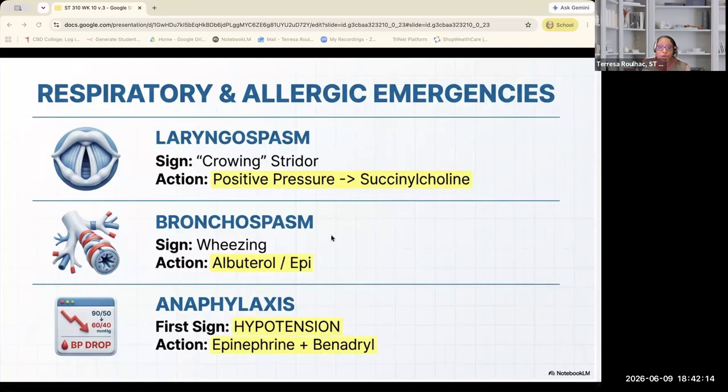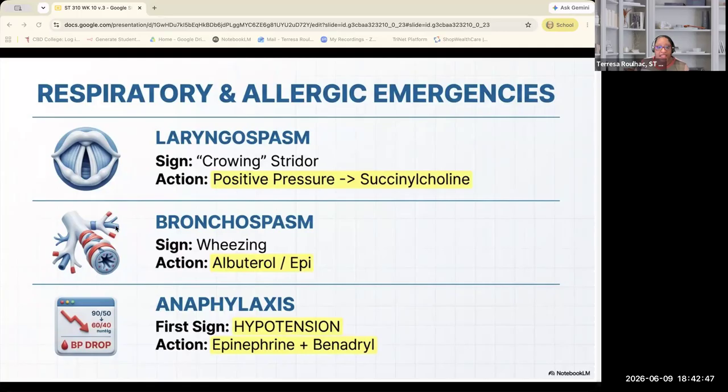First is a laryngospasm. Okay, this happens when the vocal cords suddenly close. Now it's difficult or even impossible to move air through the airway. So the classic sign is what we call stridor, that high pitch, crowing sound. The first thing anesthesia will usually try is positive pressure ventilation. If the spasm does not resolve, medication such as succs may be needed.